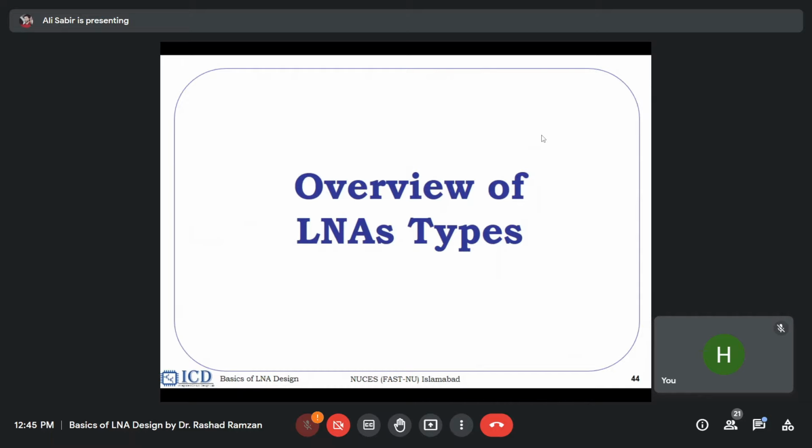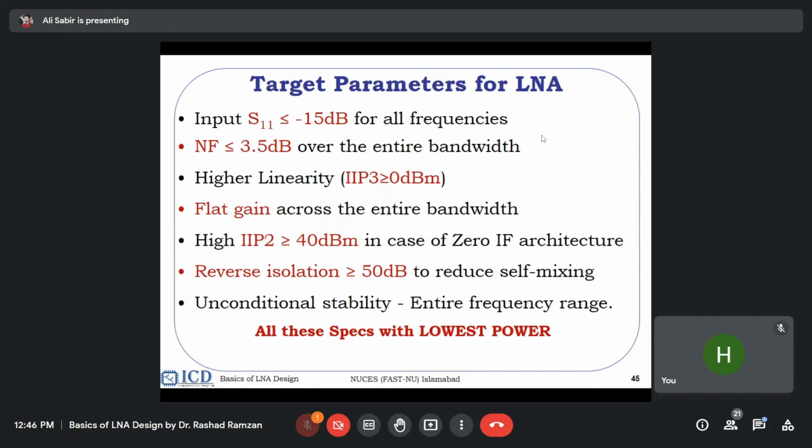Now I will talk about the types of LNA, and now we are 45 minutes, halfway into the seminar. So the next 45 minutes I will be talking about the types of LNA, circuits of LNA, and the case studies of the LNA. Usually the target parameters for LNA are that S11 should be better than -15 dB, noise figure should be less than 3 dB, linearity should be more than 0 dBm, gain should be flat over a desired band, and reverse isolation should be better than 50 dB, and this should cover the entire band with the minimum power.